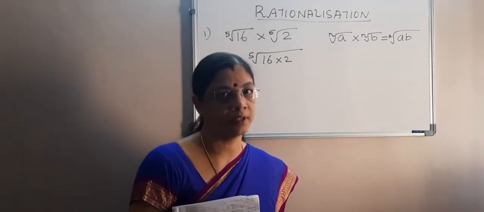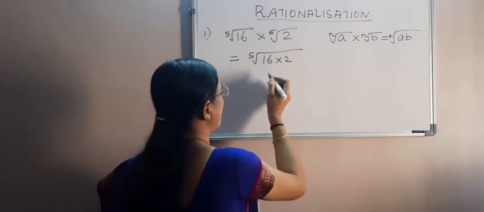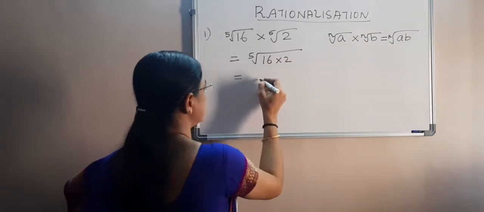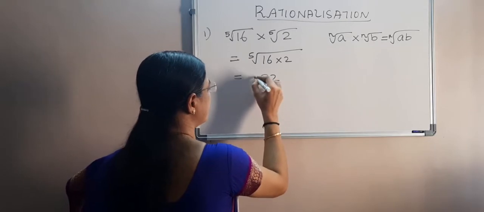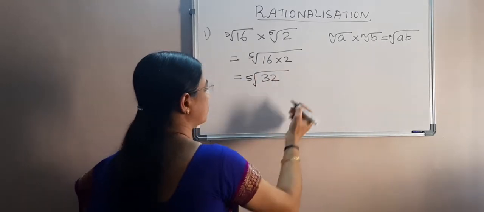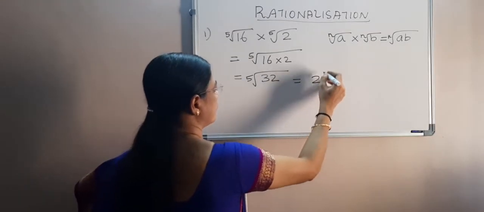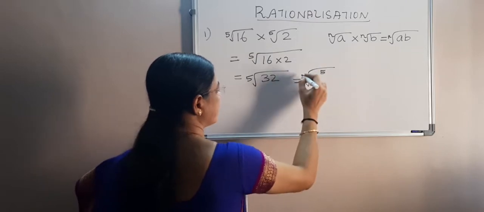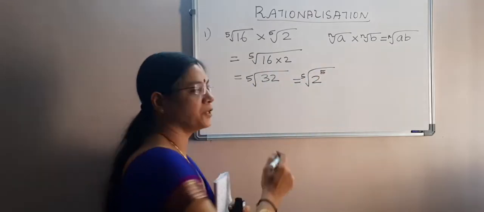The product will have the same power. So that is how we do this. 16 into 2 is 32. 32 to the 5th root. So what is 32 to the 5th root? So I take it like this. 2 power 5 is 32, isn't it?